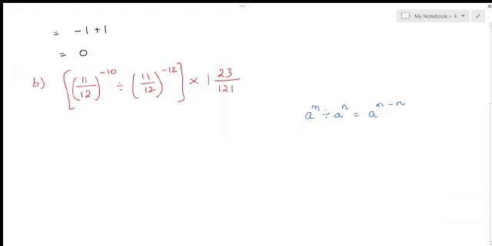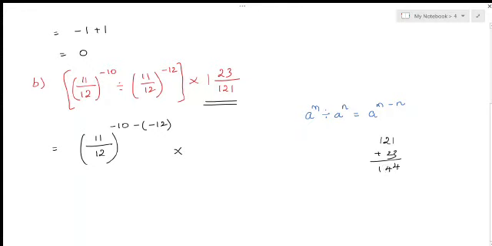If the bases are same and it is in division, we can subtract the powers. Here the common base is 11 by 12 whole power minus 10 minus of minus 12 into. Here we have the number in mixed fraction, so change it to improper. 121 into 1 is 121 plus 23. So 4, 2 plus 2, 4, 1.